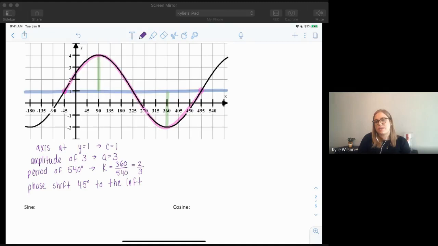Finally, I'm going to see if there was a reflection. So remember, my parent function of sine goes up and then down. So because our current function goes up and then down, we do not have a reflection.